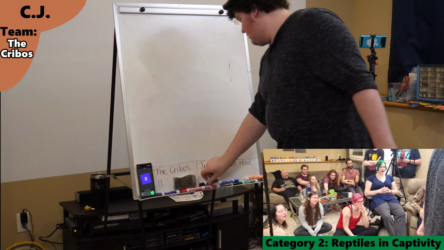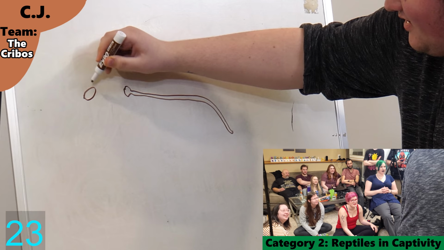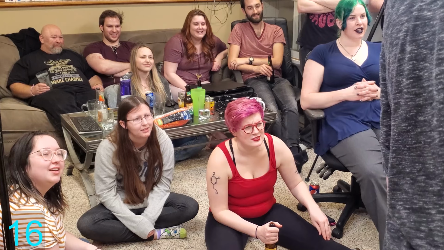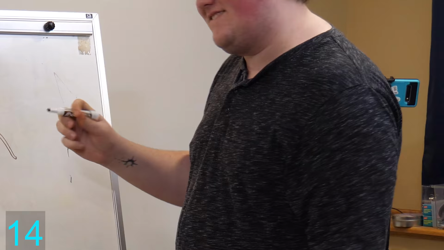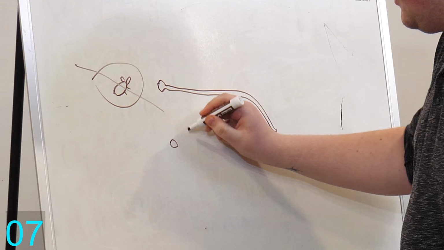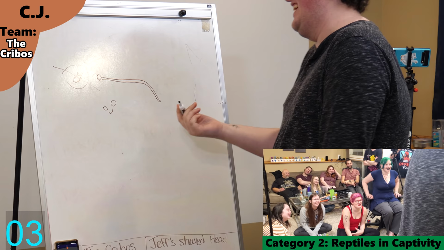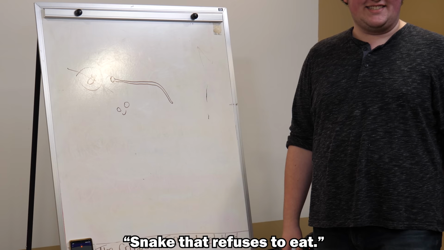3, 2, 1. Skinny snake. Frozen pod feeding. Mouse feeding. Baby. Oh, pinky. Snake sausages. Starvation? Scenting. Frogs. Dystocia. Force feeding. Happy prey. All right, stop your guessing. Time. Snake that refuses to eat. Woo!